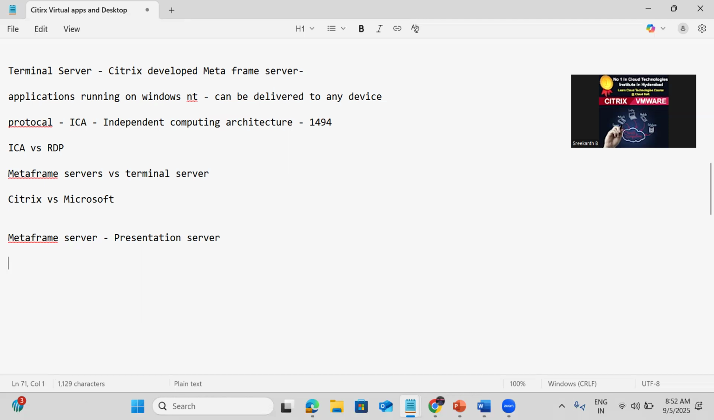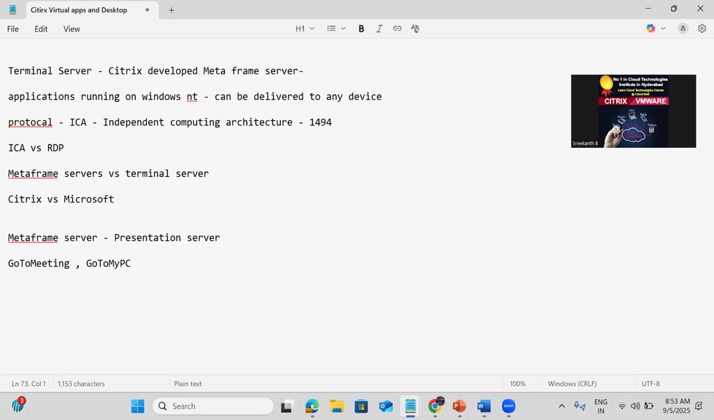Then Citrix acquired some companies also. You may have heard of GoToMeeting. Previously, a lot of online meetings happened using GoToMeeting, and GoToMyPC. These are some of the companies Citrix acquired. The strategy of any product-based company is, once they have good products and revenue, they don't develop most products from scratch. They will acquire companies also. That's one of the strategies companies make.